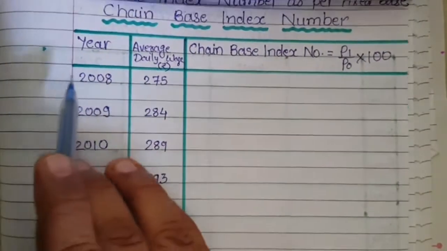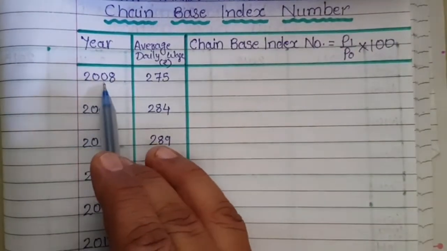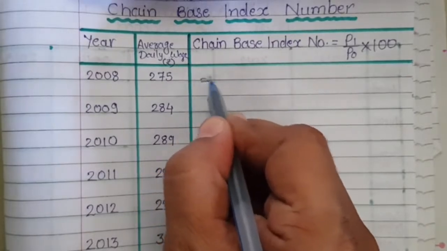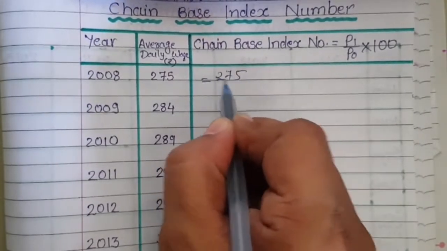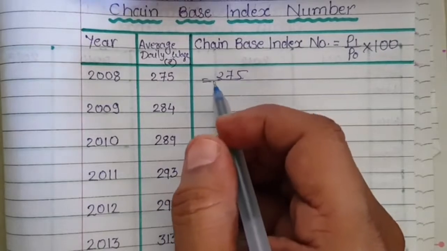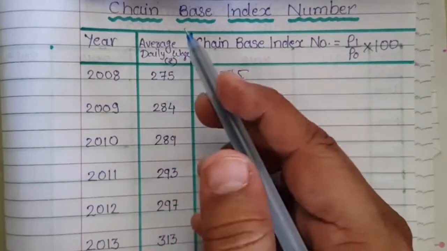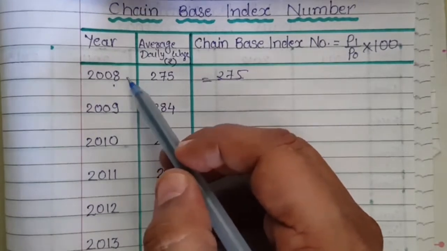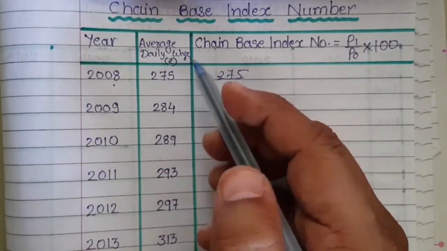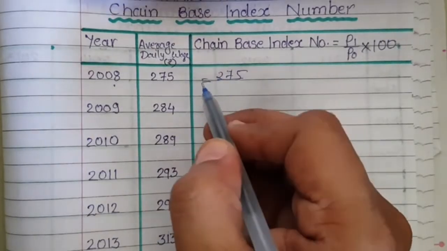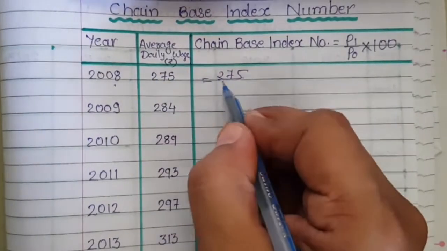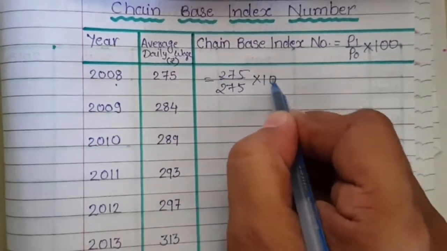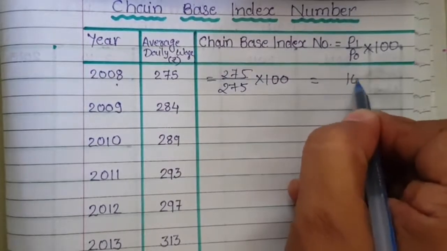Now the chain base method. For 2008, my current year is 2008. So my current year price is 275, but here I don't have the price of 2007. Its preceding year is 2007, but I don't have the daily wage for 2007. So I will take the base year also as 2008. So for the first year, 275 divided by 275 into 100, I will get 100.